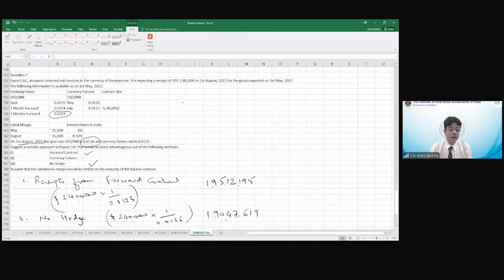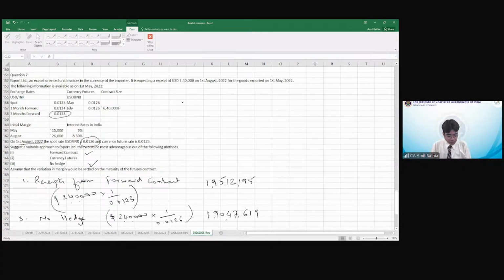0.0125 currency future rate. Are you sure? Yes, sir. 0.0125 or should it be 0.0126? Sir, spot rate थोड़ा लेना है, currency future rate लेना है. Yes, and what is the currency future rate? No, sir, it's 0.0126.